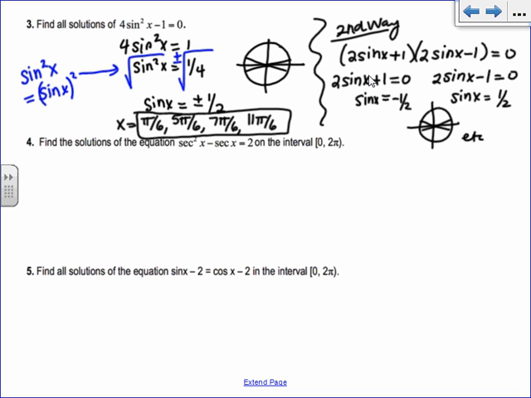All right, so number 4, it says find the solutions of the equation. So we have secant squared x minus secant x equals 2. So I'm going to get everything on one side. Secant squared x minus secant x minus 2 equals 0.